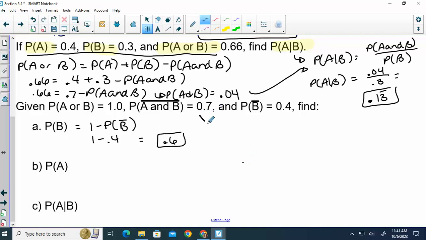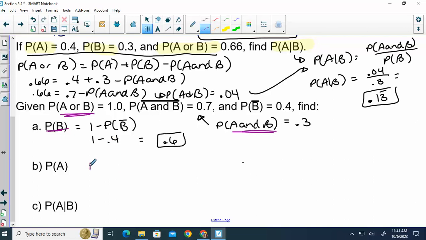If not A and B is 0.7, can you tell me what the probability of A and B is? 0.3, 1 minus 0.7. Okay, so now I really have the probability of B, A and B, A or B. So to get just the probability of A, I'm going to have to use all of these things.